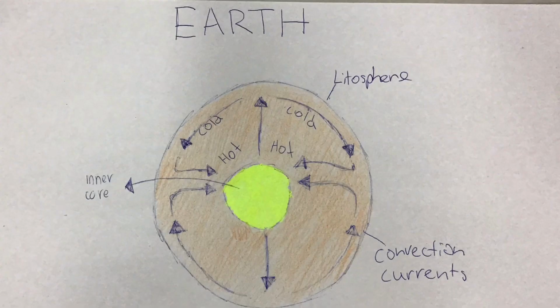Plate tectonics move because they are carried along by convection currents in the upper mantle of the planet. Hot rock just below the surface rises, then cools and gets heavy, then sinks again.